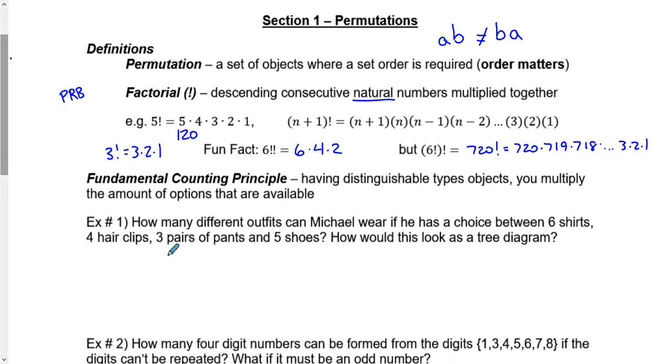Okay. So now we have a few specific types of concepts. The first one is the fundamental counting principle. This is having distinguishable types of objects, and you multiply the amount of options that are available. For example, how many different outfits can Michael wear if he has a choice between 6 shirts, 4 hair clips, 3 pairs of pants, and 5 shoes? How would this look as a tree diagram? Well, a simple way is just 6 times 4 times 3 times 5.